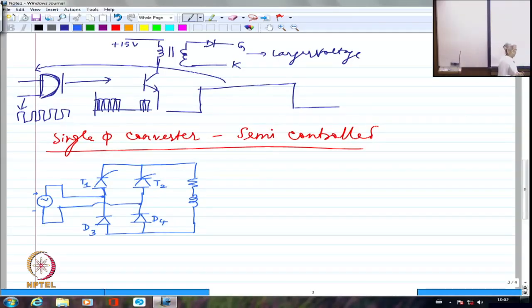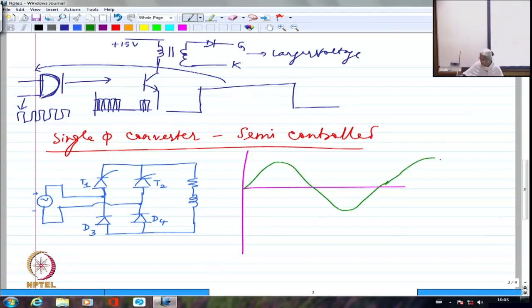I don't have to fire D3 or D4, clearly. They are uncontrolled devices. But I necessarily have to fire T1 and T2. Otherwise, they are not going to conduct. So the tone for the conduction is going to be completely set by the thyristor. At least to start with, the conduction will be dictated by when I am giving the pulses to the thyristor. So let me draw the waveform also, and simultaneously let us try to see how the whole thing is going to work.